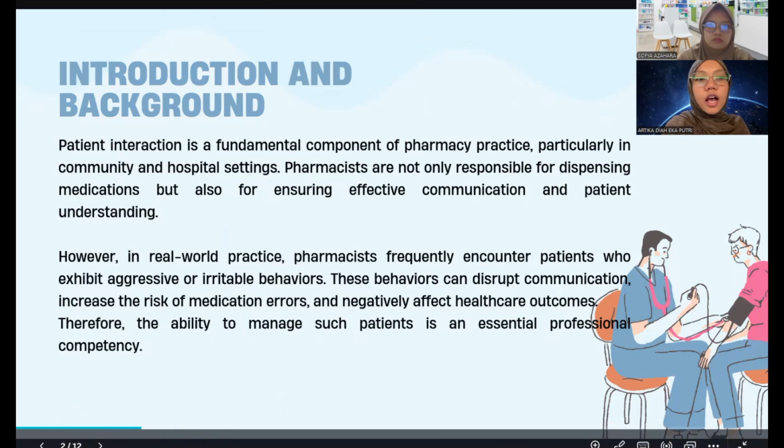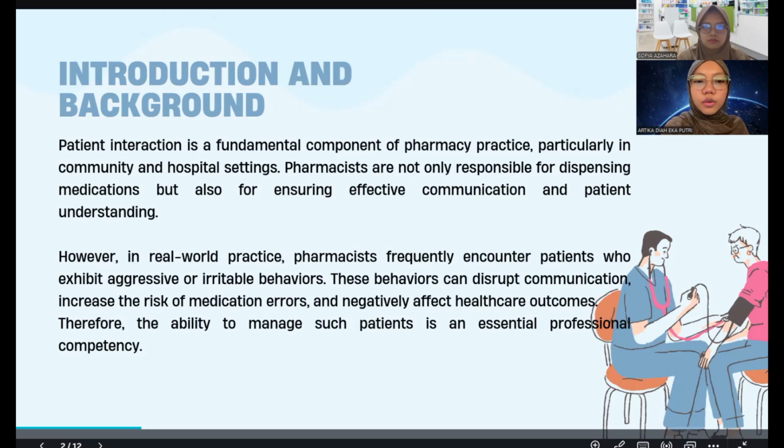For the first, we want to explain the introduction and the background. Patient interaction is a fundamental component of pharmacy practice, particularly in community and hospital settings. Pharmacists are not only responsible for dispensing medication but also for ensuring effective communication and patient understanding.